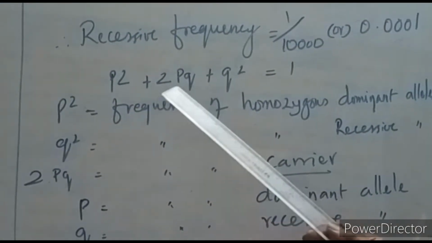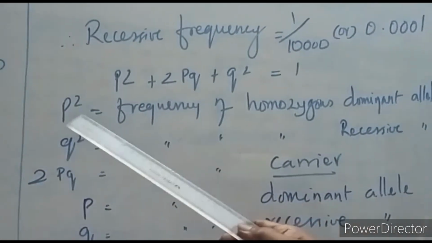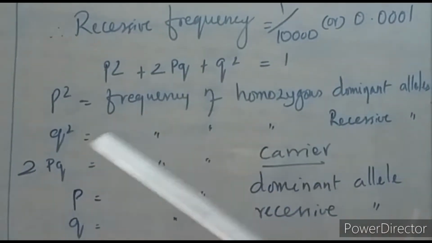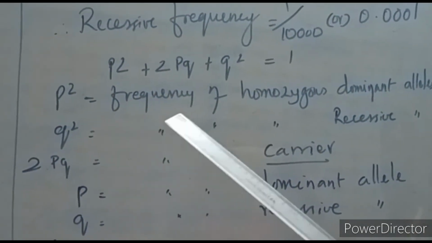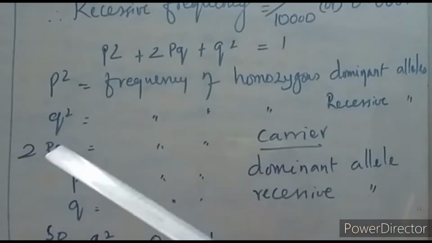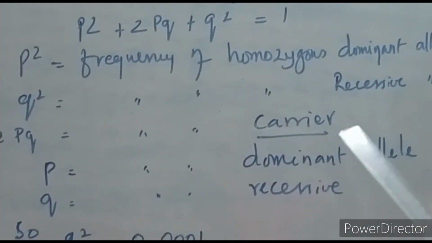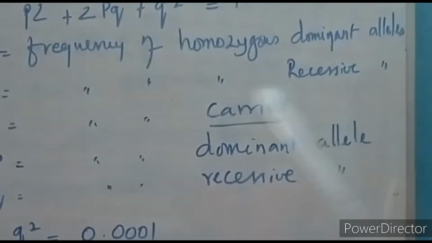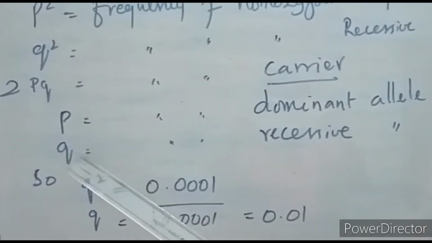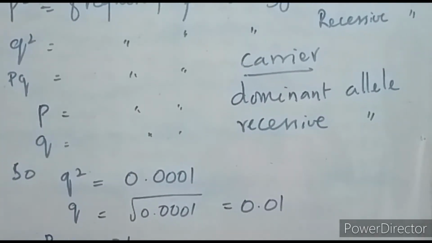Now we will apply the law. p² + 2pq + q² is equal to 1. Here p² represents the frequency of homozygous dominant, q² represents the frequency of homozygous recessive, and 2pq represents the frequency of the carrier. That is what is being asked in the question. p represents the frequency of dominant allele. q represents the frequency of the recessive allele.